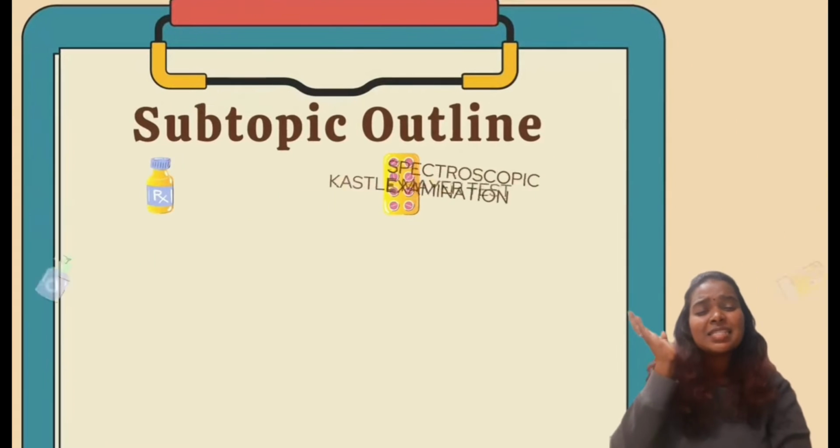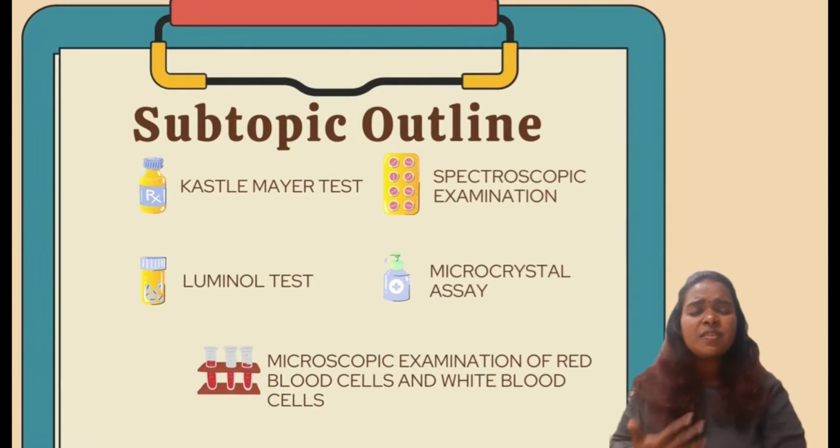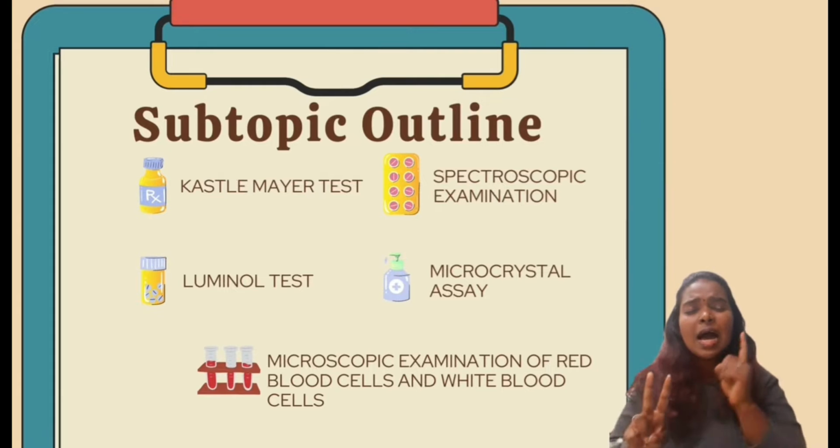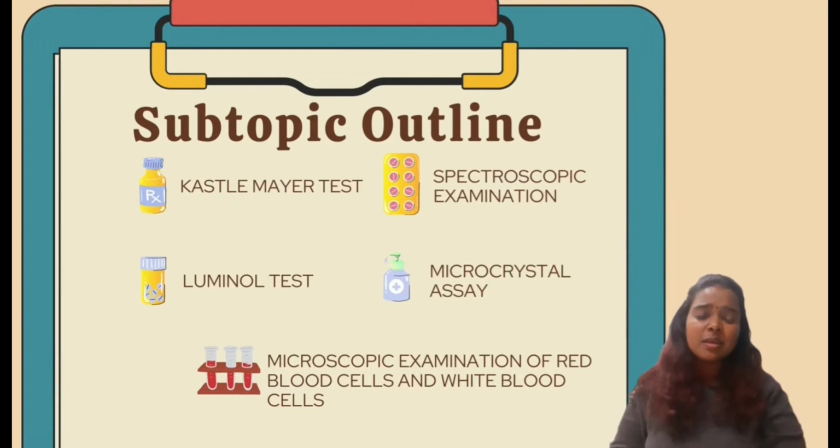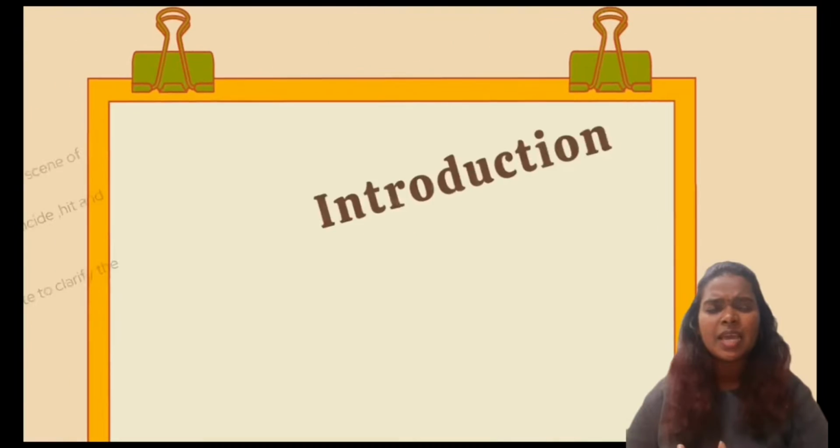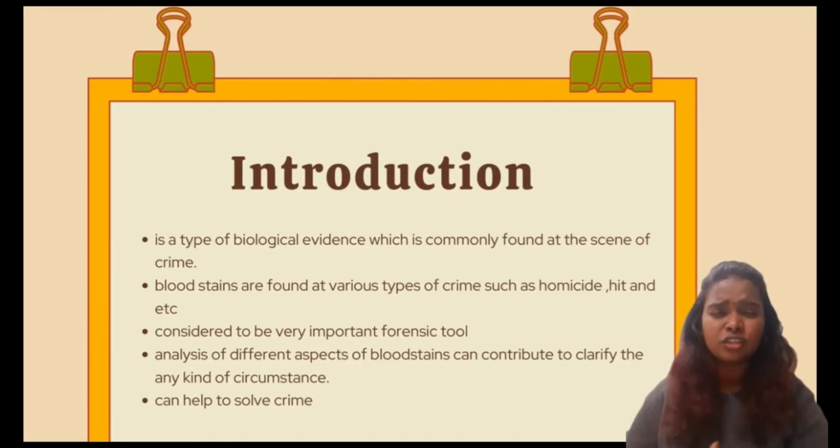So these are the subtopic outline. Today we will discuss two presumptive tests and three confirmatory tests. The presumptive tests are Kastle-Meyer test and luminol test. Meanwhile, the confirmatory tests are spectroscopic examination, microcrystal X-ray, and then microscopic examination of red blood cells and white blood cells. I will give a short introduction to examination of blood in forensic science.